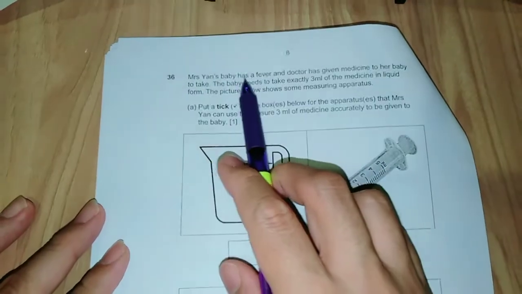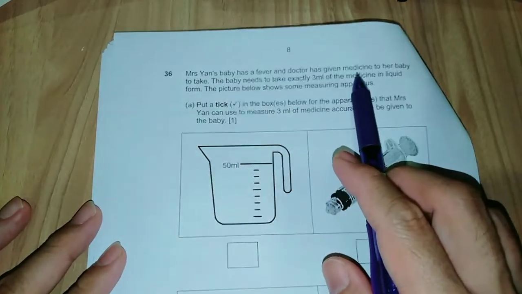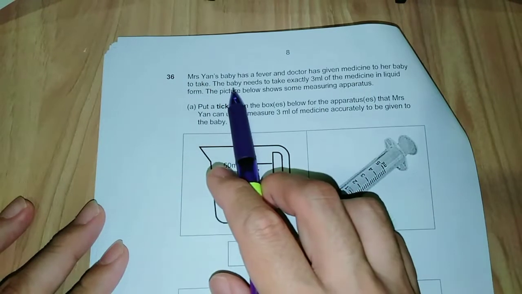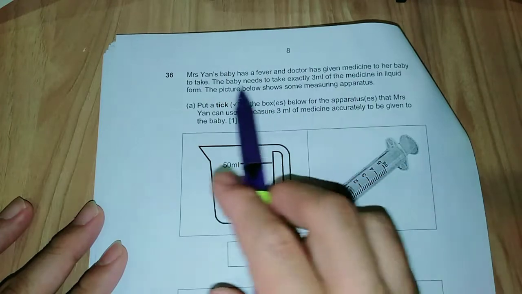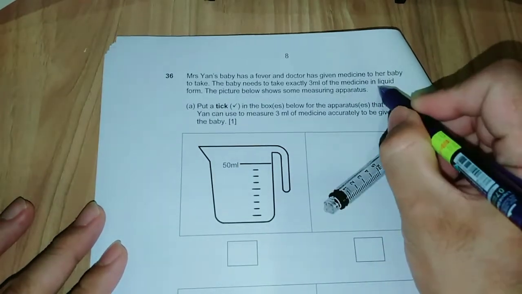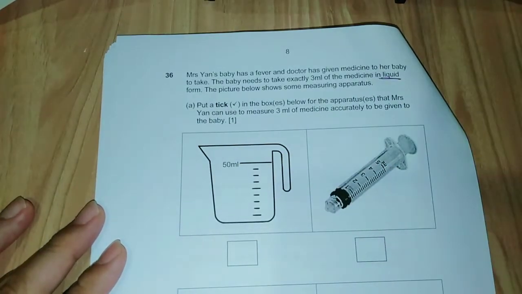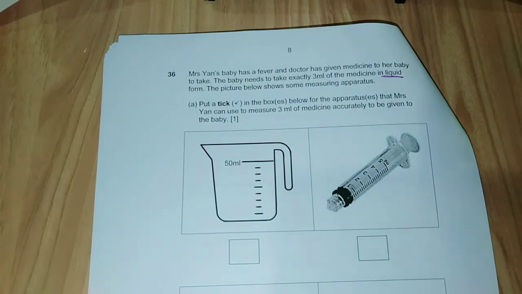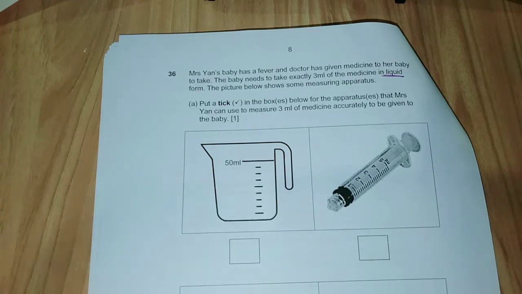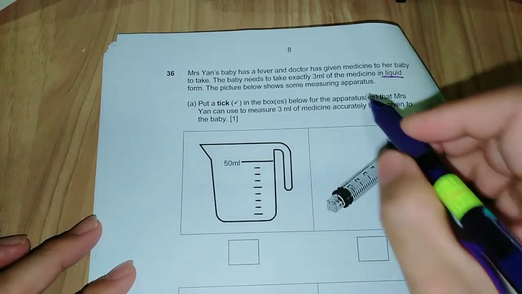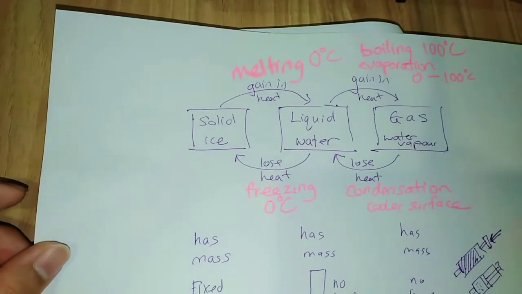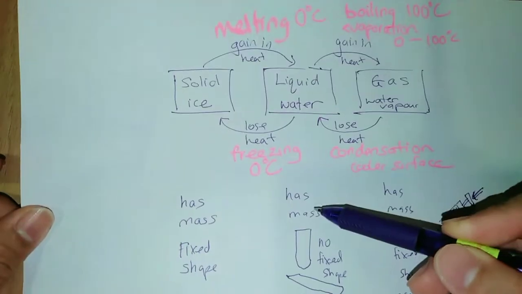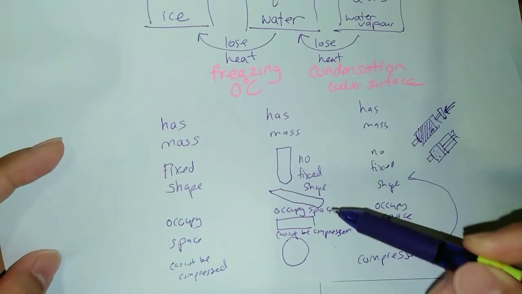Mrs. Yen's baby has a fever and the doctor has given medicine to her baby to take. The baby needs to take exactly 3 milliliters of the medicine in liquid form. Right? So notice, liquid form, this gives us a clue. It's about the topic of states of matter. So these are words that tell you what this question is all about. When you talk about this liquid form, a certain volume here, this should come to mind: liquid, matter, has mass, no fixed shape, occupies space, cannot be compressed.